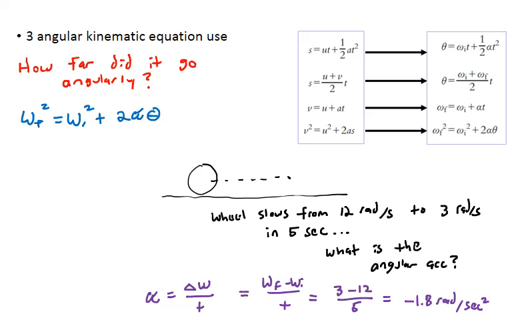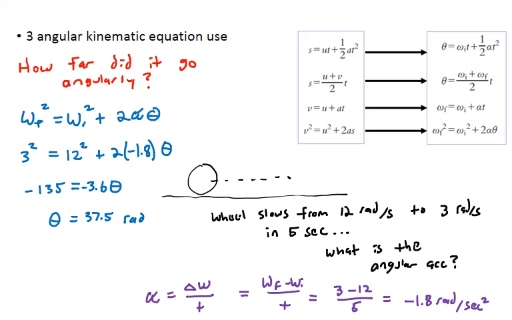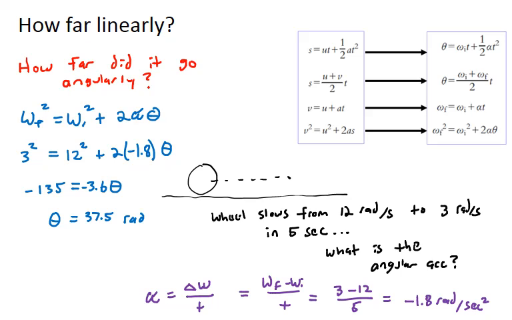All right, so we can use one of our kinematic equations. The final angular speed is 3, the initial angular speed is 12, and the acceleration is negative 1.8. So it should go 37.5 radians during that period.